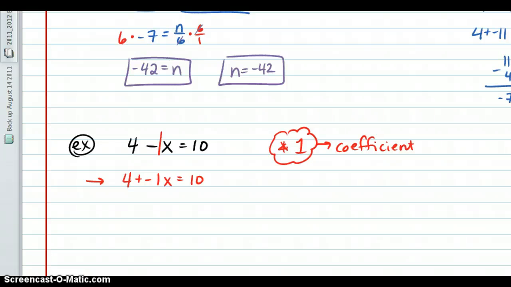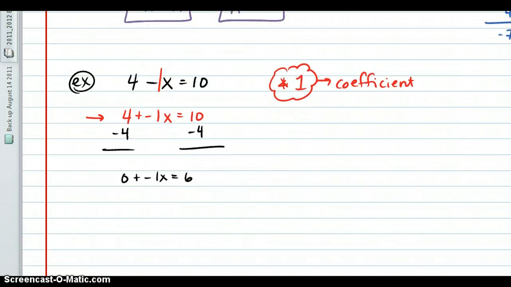I have a positive 4. In order to have that drop out, I need to subtract 4 from each side. 4 minus 4 is 0, so I get 0 plus negative 1x equals 6. I'm writing it all out so that you can see what's happening. Plus 0, additive identity, that drops out. I get negative 1x equals 6.